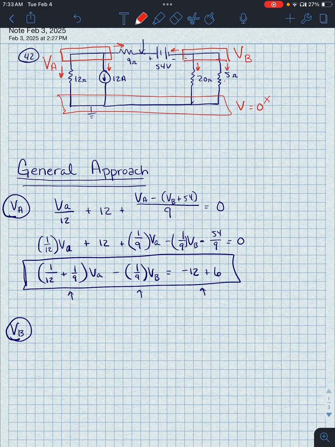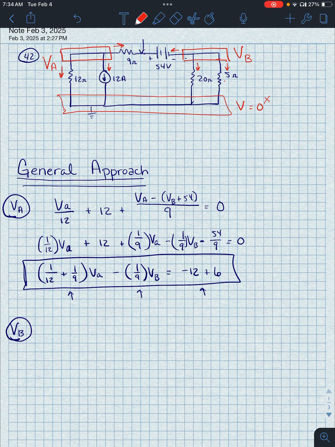Now, don't let it concern you that we're looking at the current through the 9 ohm resistor going to the left here, whereas we were looking at it going to the right from the VA perspective. That's just how nodal analysis works. We're just going to make that assumption that all of our currents are leaving, and we will allow the math to tell us later what is really going on.